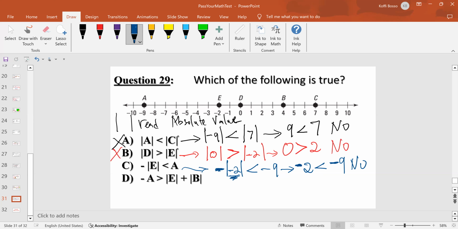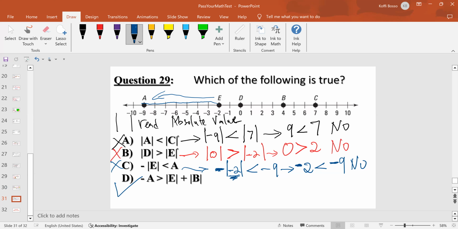So you have to understand that every time you are going to the left side, the number becomes smaller. So if I have a negative 2 and I go again, it becomes smaller, smaller, smaller. So negative 9 is smaller than negative 2. Negative 2 is not smaller than negative 9. So no. So that means the correct choice had to be this D.